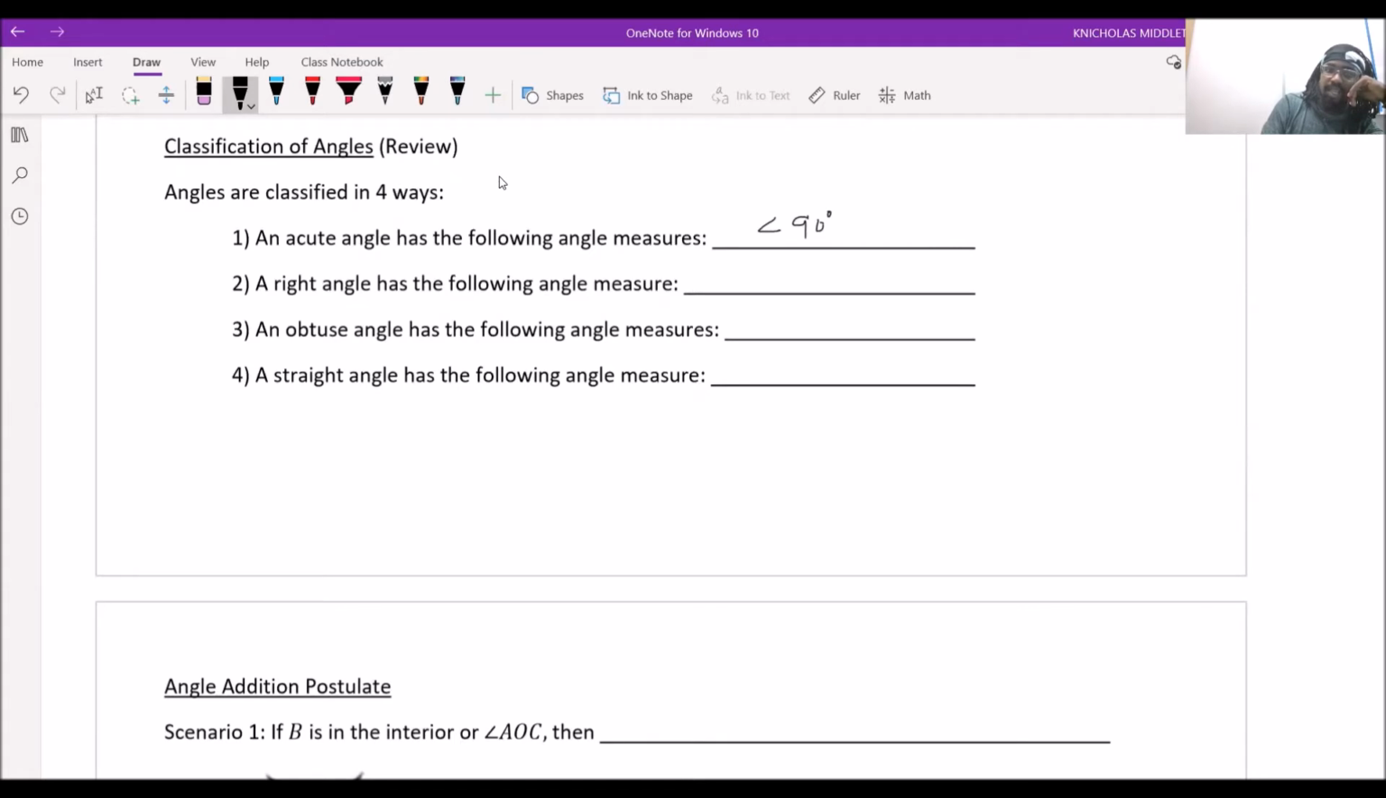Anything less than 90 degrees is acute. Anything that is equal to 90 degrees is a right angle. An obtuse angle is greater than 90 degrees.